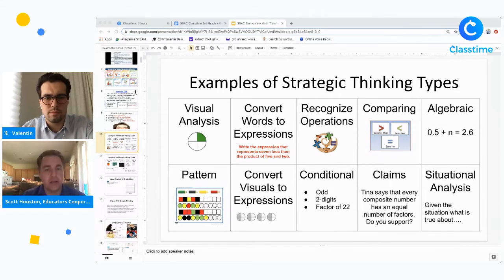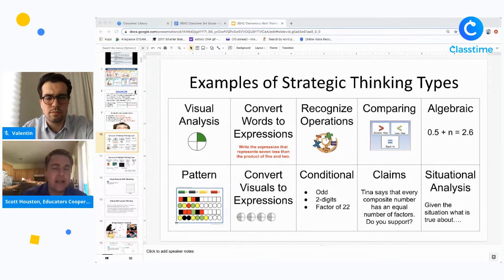Usually when I do trainings on this, we go through each one. I show different kinds of question types, and I let teachers try and analyze what type of thinking the question's asking them for. And then we'll even look at data on those questions from students they may have had or from students from other schools. And we'll see which kinds of questions are giving the kids the most problems. Because then that way we can target what types of strategic thinking we want to go after.